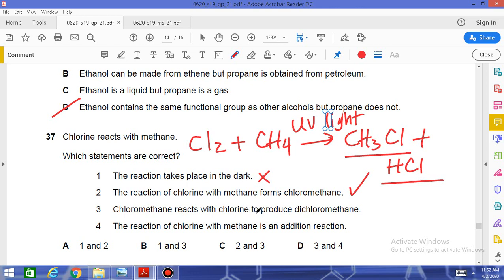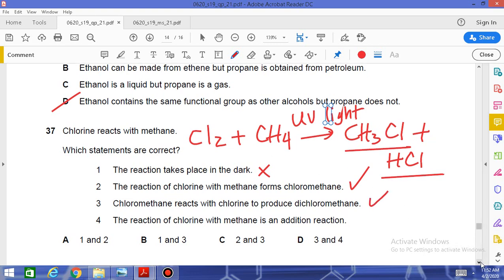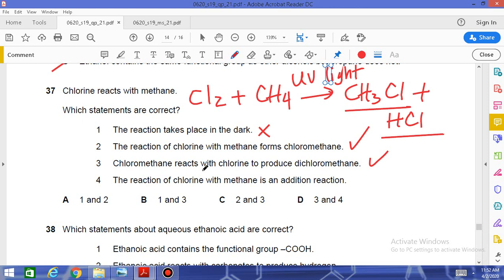Chloromethane reacts with chlorine to produce dichloromethane. Yes, it can. Next, the reaction of chlorine with methane is an addition reaction. This is wrong. Why? The reaction of chlorine with methane is a substitution reaction. So the answer is 2 and 3, C.